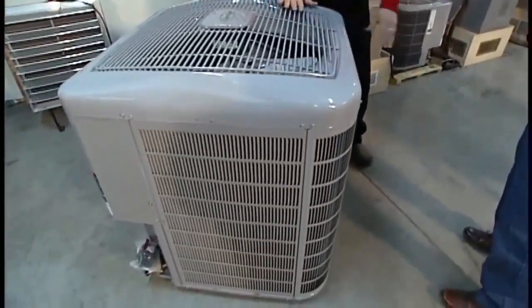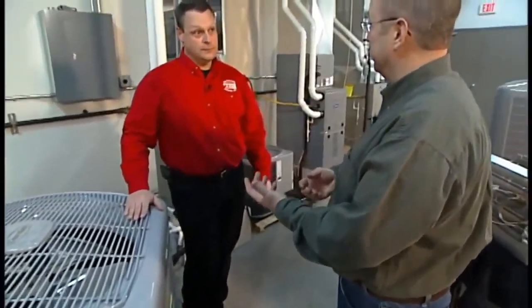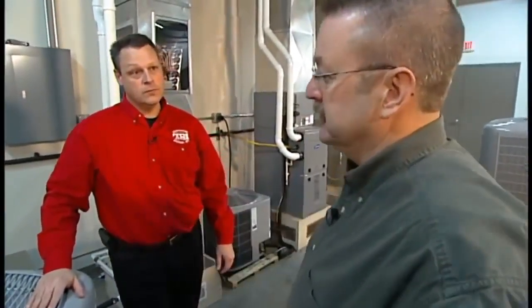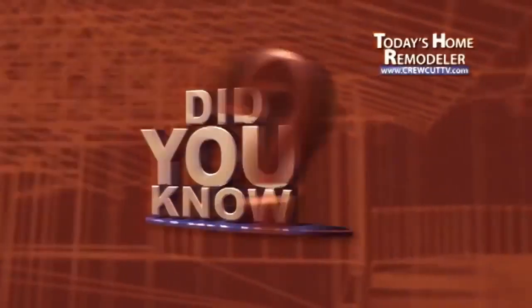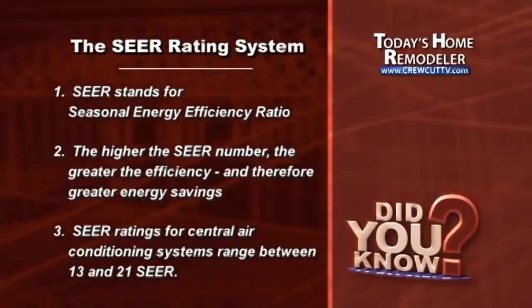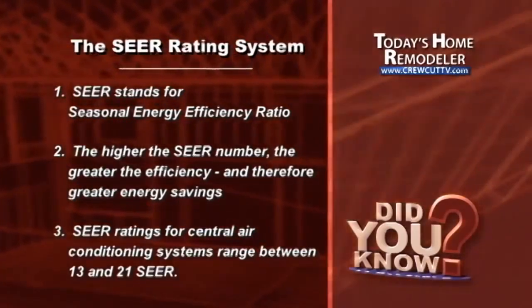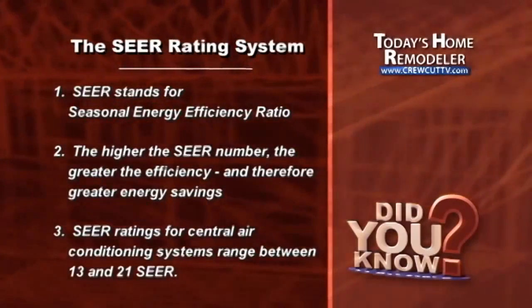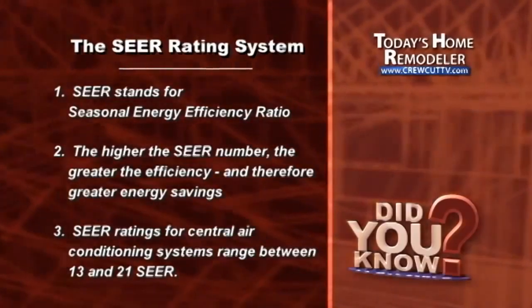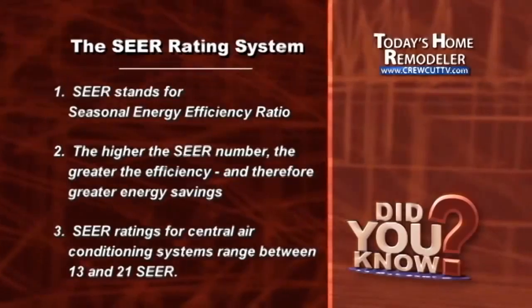Okay, what about efficiency? You know, in furnaces, it's pretty easy: 92, 96, 98.5% efficient. What about efficiencies when it comes to central air conditioning? Central air conditioning in our area, or actually through the federal government, starts at 13 SEER. What does that mean? That means that we have an energy efficiency rating of 13. The higher the number goes, the cheaper it will be for me to cool my house. And the range right now is 13 all the way up to 21 SEER.